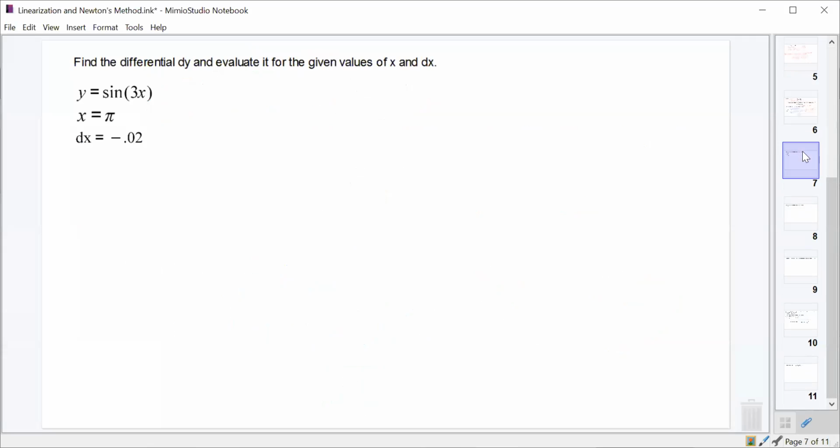All right, let's look at another one. So we have the function y equals sine of 3x with x equal to pi, and we're going to have the x value get smaller this time by 0.02.